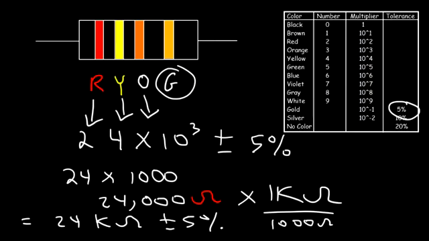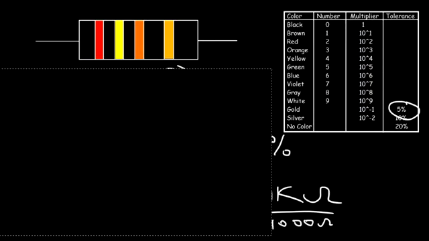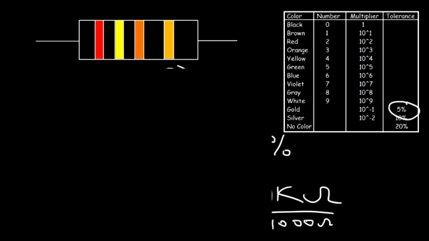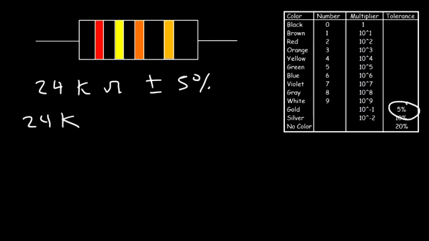Now let's go ahead and calculate the range. So what we want to do is find out what 5% of the resistance is equal to. So right now we have 24 kilo ohms plus or minus 5%. So let's multiply 24K by 0.05, which is going to be 5% of it. And that's about 1.2 kilo ohms.